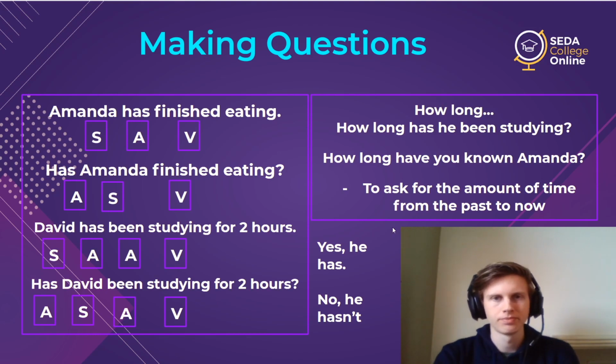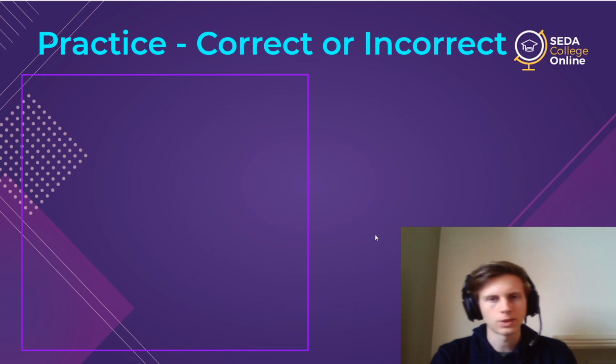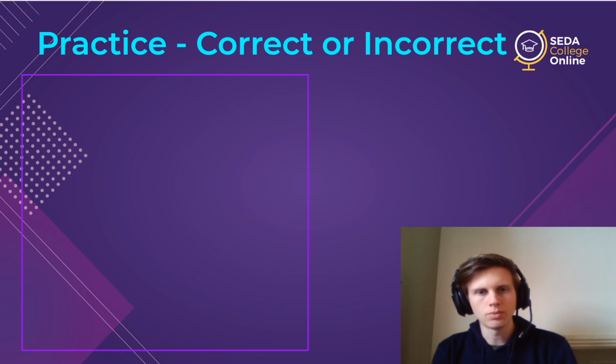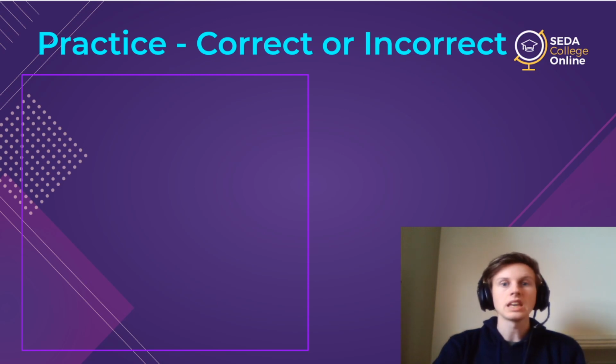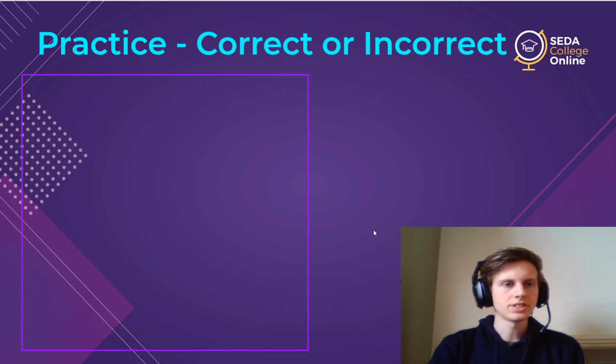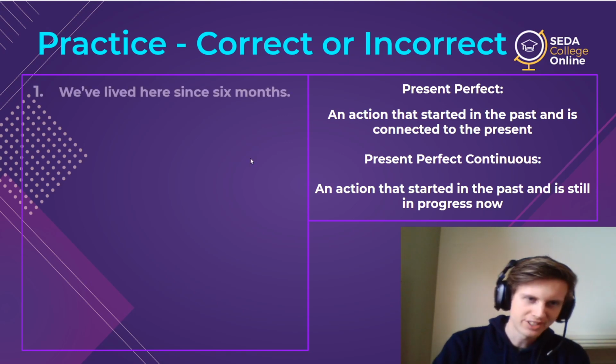Okay. So practice. We're going to do practice correct or incorrect. I will show you a sentence, and then I will let you think for maybe a minute. Do you think the sentence is correct or incorrect? If the sentence is incorrect, try to fix the mistakes. How do you change it to make it correct? So, first sentence. Rules first, just to help you remember. Here are the rules.